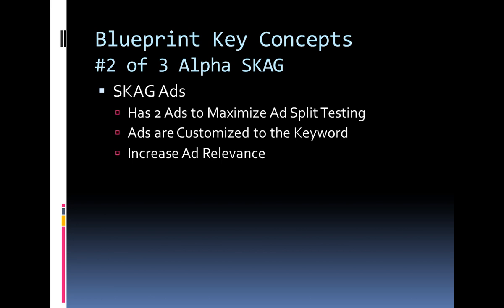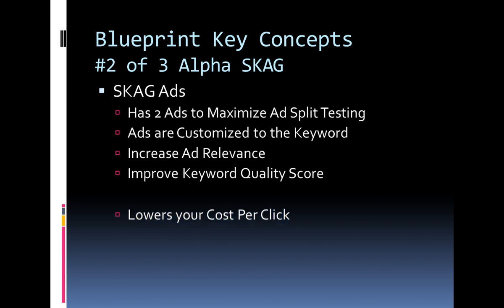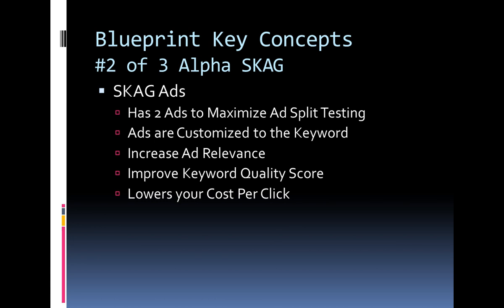As mentioned, the result of this approach is that this will increase your ad relevance. If the keyword is in the ad, definitely the ad relevance score will increase, right? And then, overall, it'll improve your keyword quality score, right? Of course, the goal is to lower your cost per click. When you improve your ad relevance, improve your keyword quality score, it'll improve your cost per click.